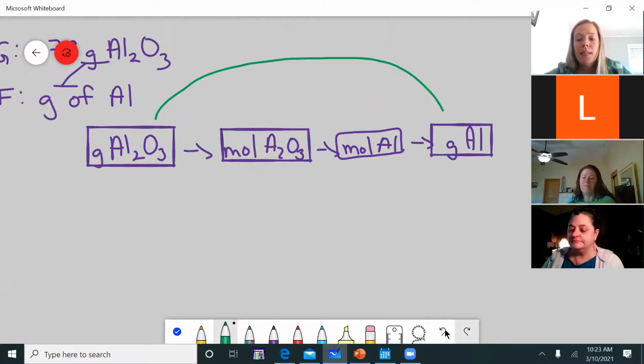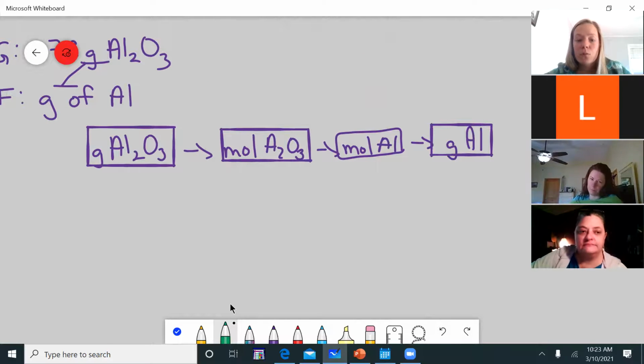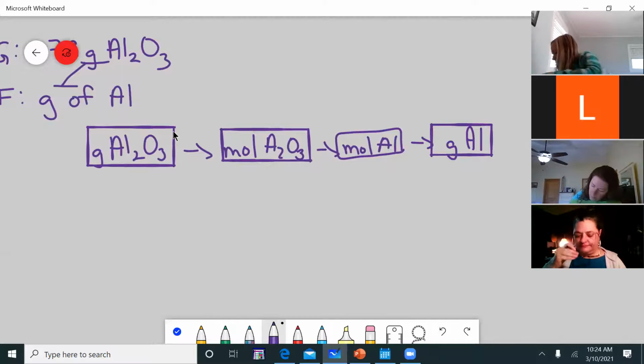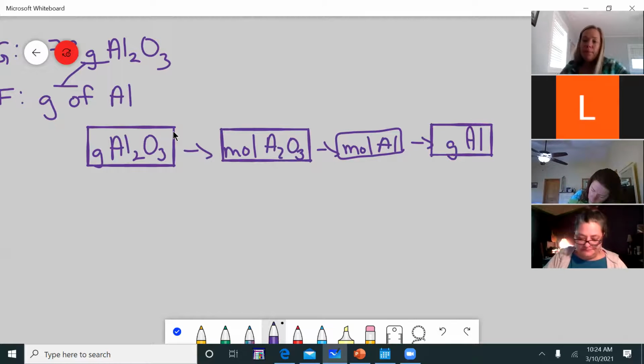So filling in our arrows, which will be our conversion factors, I need a relationship between grams of aluminum oxide and moles of aluminum oxide. That's our molar mass of aluminum oxide. So go ahead and calculate the molar mass of aluminum oxide. It's going to be 2 aluminums and 3 oxygens.